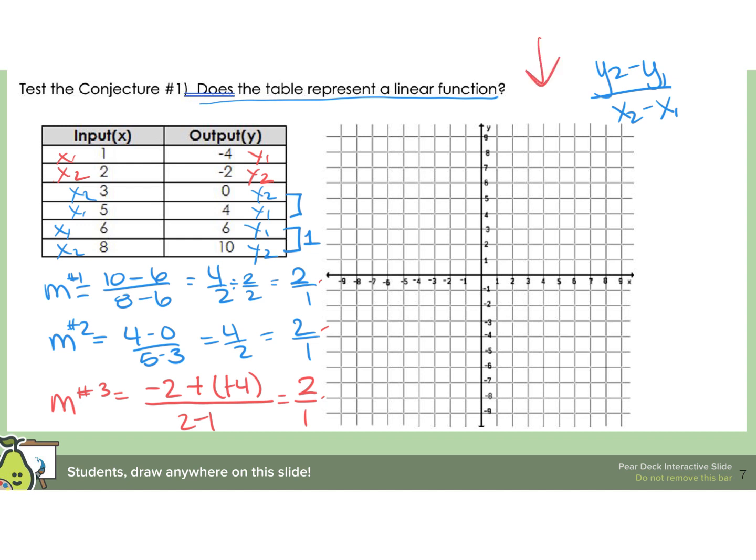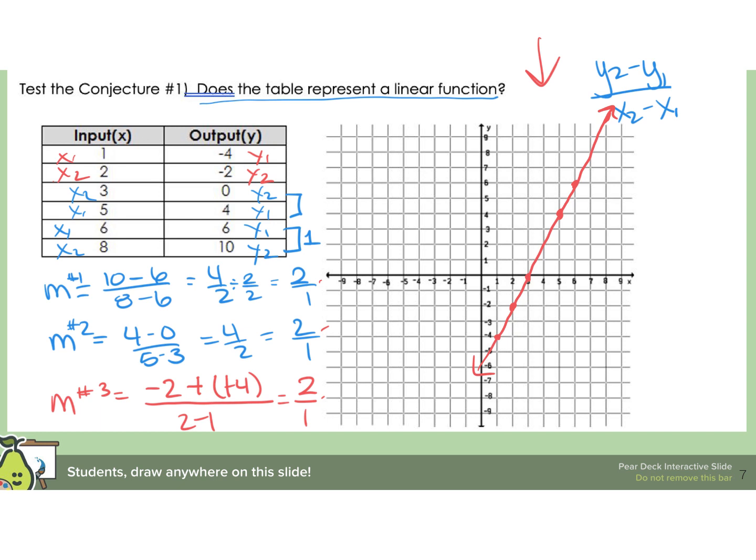Okay, so my first point is 1, negative 4, then 2, negative 2, 3, 0, 5, 4, 6, oops, that's not right, 6, 6, and 8, 10, which is a little bit off of the graph. So if I were to connect these points, yes, it's giving me a straight line.